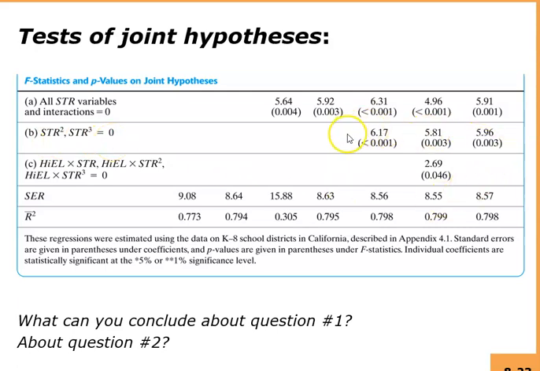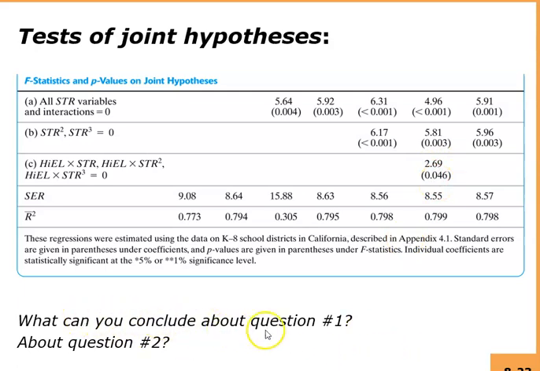And this joint hypothesis is also rejected at the 1% level of significance in all three of these specifications where nonlinear terms have been included. And lastly, this third row includes all the interaction terms, and we are testing for the joint hypothesis that all of these are equal to 0. And this joint hypothesis is also rejected at the 5% level of significance.